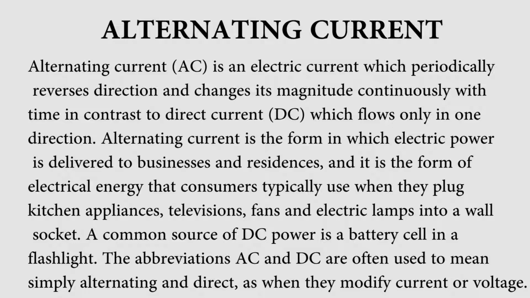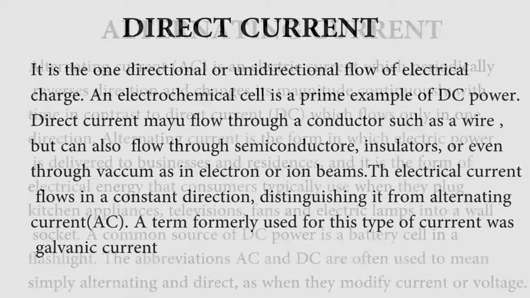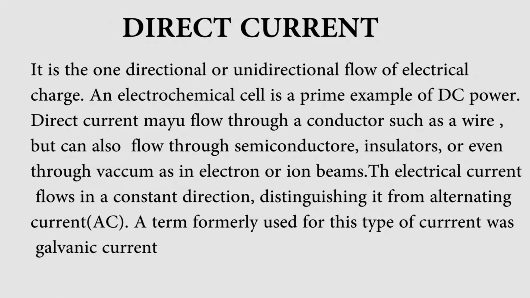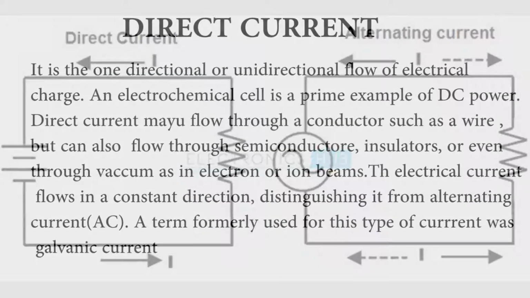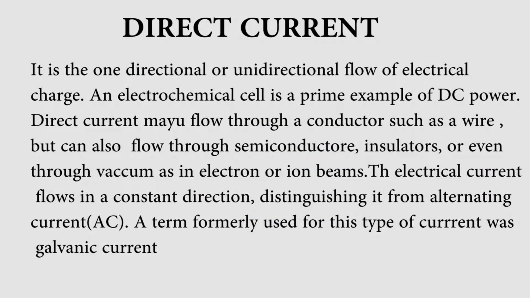The abbreviations AC and DC are often used to mean simply alternating and direct, as when they modify current or voltage. Direct current. Direct current is one directional or unidirectional flow of electric charge. An electrochemical cell is a prime example of DC power. Direct current may flow through a conductor such as a wire, but can also flow through semiconductors, insulators, or even through a vacuum as in electron or ion beams. The electric current flows in a constant direction, distinguishing it from alternating current. A term formerly used for this type of current was galvanic current.